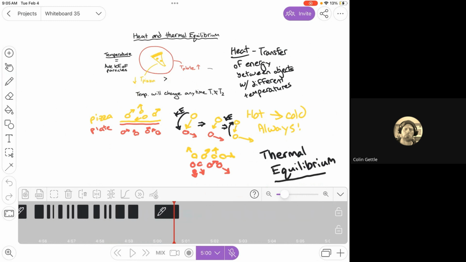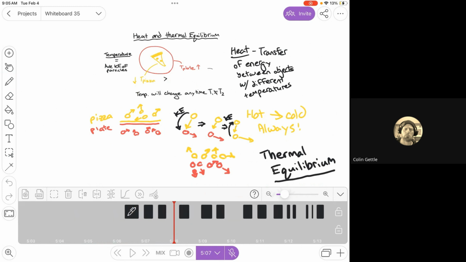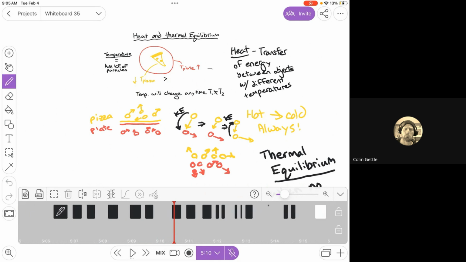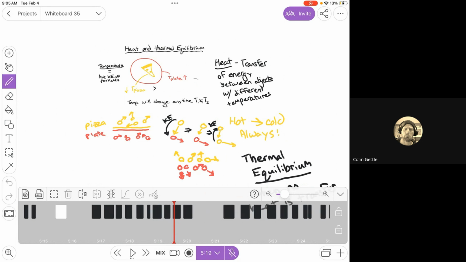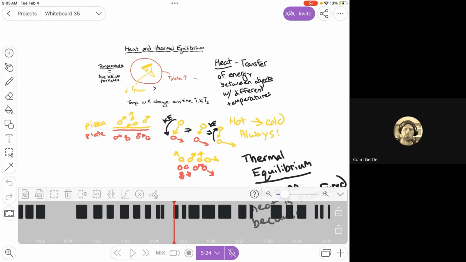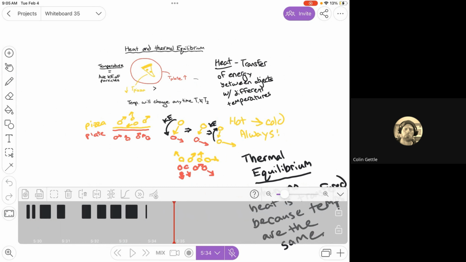What is thermal equilibrium? Well, thermal equilibrium is just a term we use when no heat is being transferred anymore because all the temperatures are equal. In other words, all those particles have, on average, the same kinetic energy. No kinetic energy is being transferred from a warmer object to a cooler object.